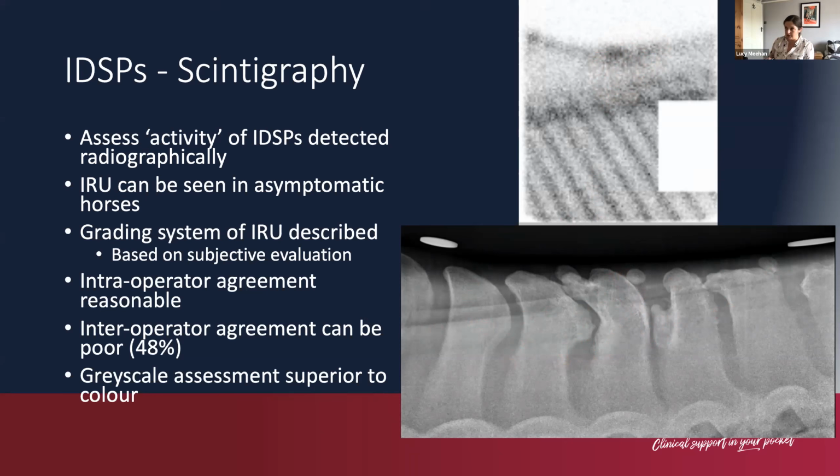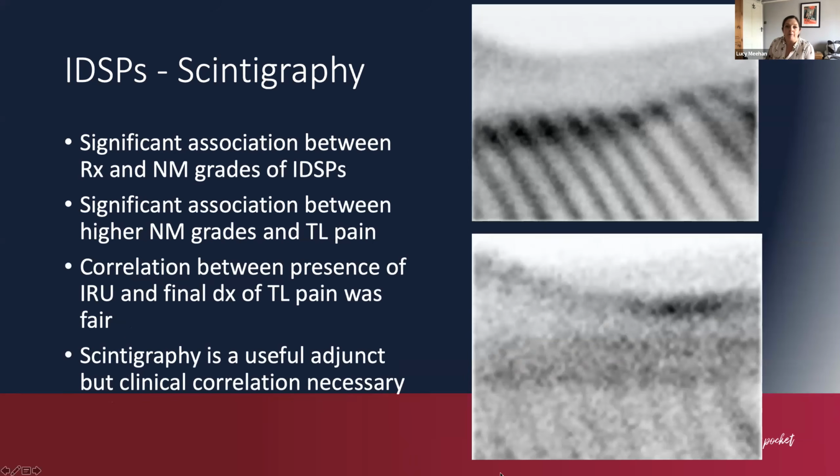I always look at this image and I'm very surprised he hasn't got more going on the bone scan, but that's just to illustrate that these things, the radiographic and the scintigraphic grades, can differ. However, there is usually a significant association between the radiographic and the scintigraphic grades, and there is a significant association between horses that have a moderate or severe grading and have clinical evidence of thoracolumbar pain.